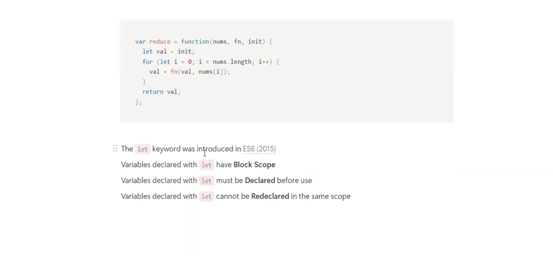The let keyword was introduced in ES6 2015. Variables declared with let have block scope. Variables declared with let must be declared before use, and variables declared with let cannot be redeclared in the same scope.